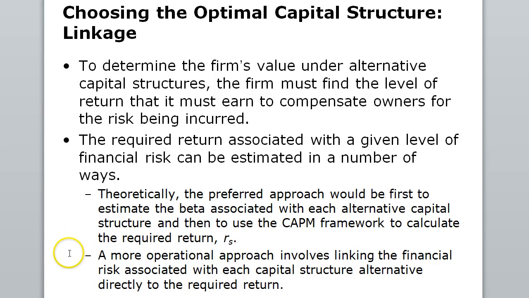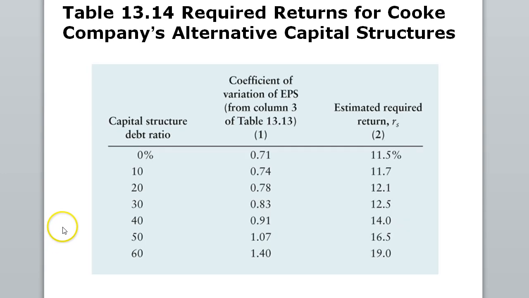A more operational approach involves linking the financial risk associated with each capital structure alternative directly to the required rate of return. Here we have the different percentages of debt in the capital structure, and we have the coefficients of variation of earnings per share and the required rate of return. So the estimated required rate of return is based on the debt ratio in relationship to the coefficient, using the scale. This is going to become important later in the estimated returns.